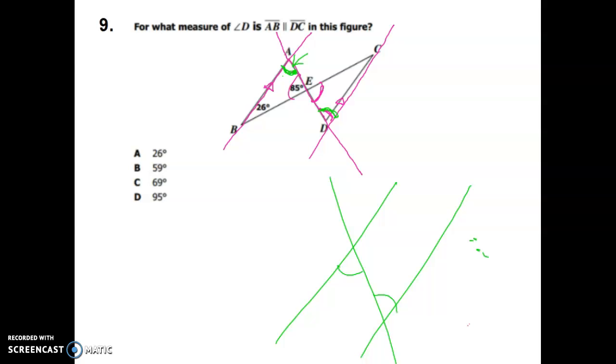So we just do 180 minus 85 minus 26. And number 9, I get 69 degrees.